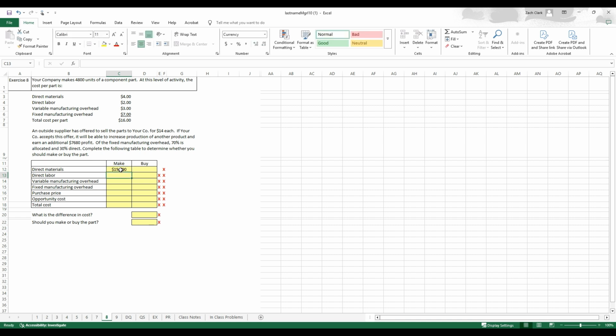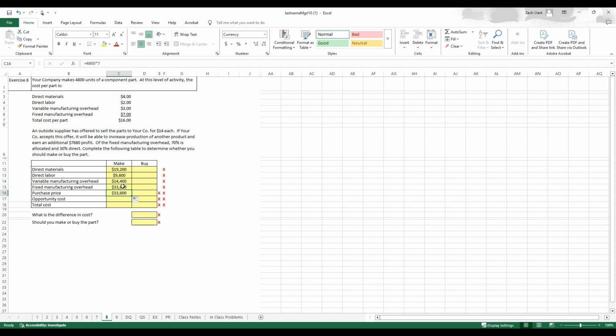It's $4 per unit. I'm gonna drag the formula down just to get our setup there and just update the variable cost in these. So it's 4, 2, 3. Manufacturing overhead. Oops, wait, where are we at? That's $7.